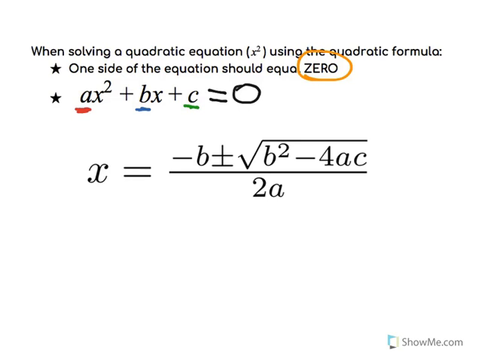So anywhere that you see a in your formula, you're going to plug in your a value. Anywhere that you see b, you're going to plug in your b value. And anywhere that you see c, you're going to plug in your c value. And these different values in the equation are going to allow you to solve for the x values. So let's look at an example.